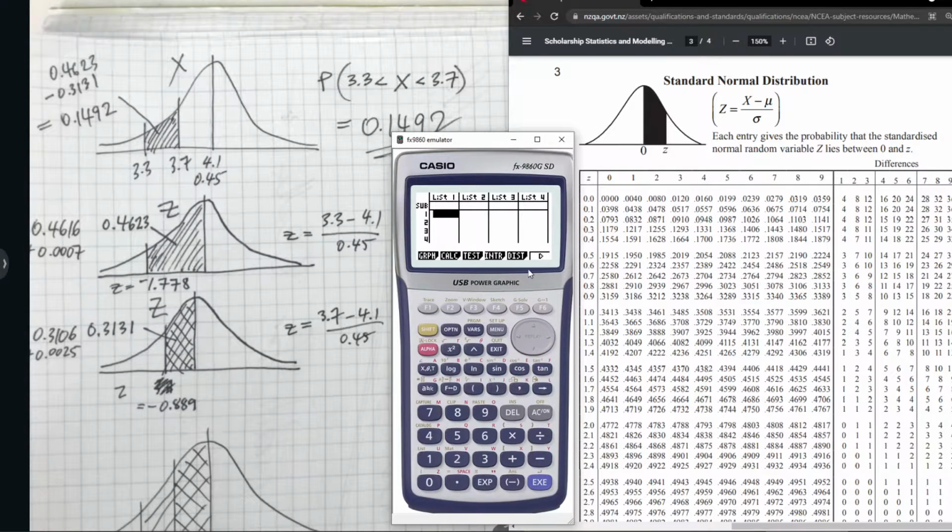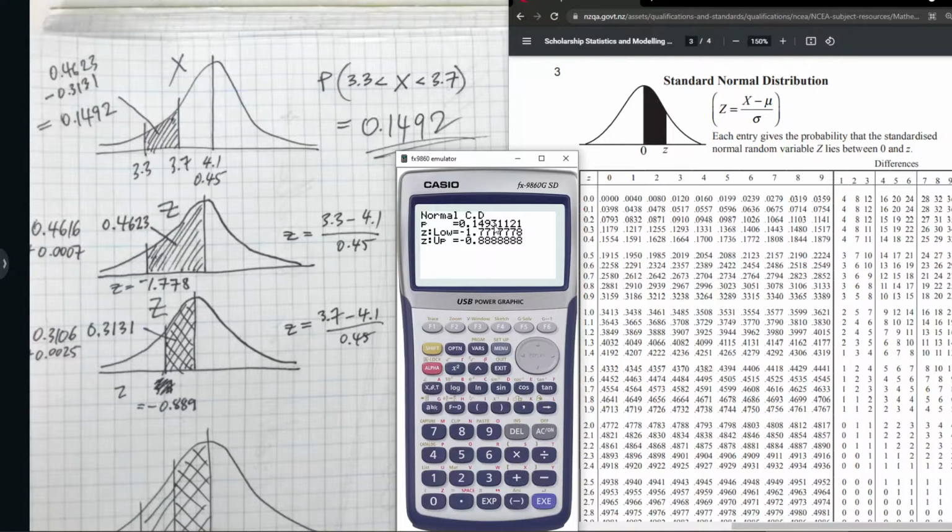Look at this. Go to your calculator. Click distribution. Click normal. Click this for cumulative or between. You put in your lower, which is 3.3. Voila. Your upper is 3.7. Voila. Your standard deviation is 0.45. Voila. Your mean is 4.1. Voila. And look at this, the probability, 0.1493. That's even more accurate. The calculator is giving us a more accurate probability. Using a table is so out of date.